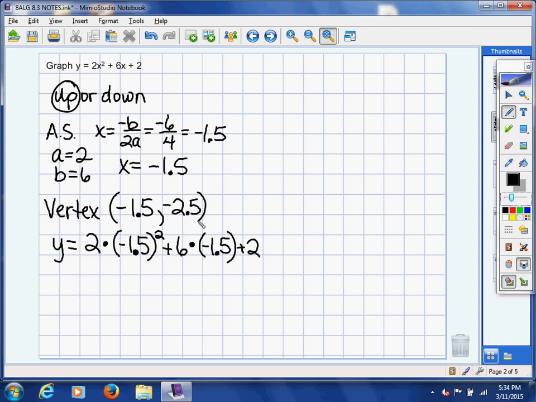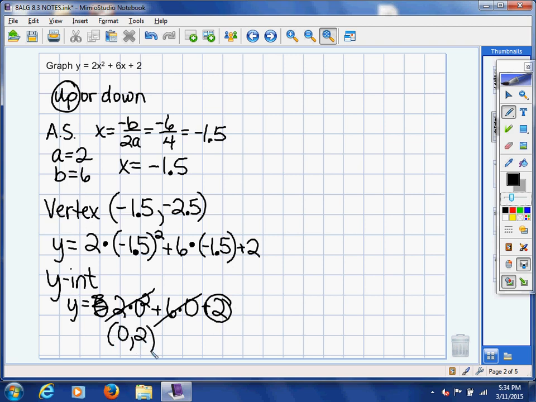Okay? And then our y-intercept, very simply, in order to find your y, you're just going to zero out your x's. So we got 2 times 0 squared plus 6 times 0 plus 2. Remember, anything times 0 is 0. So those are gone, you're left with 2, so your y-intercept is going to occur at 0, 2. Okay, so as you're looking at your numbers, really we need some third quadrant action because we have a negative x and a negative y for our vertex.